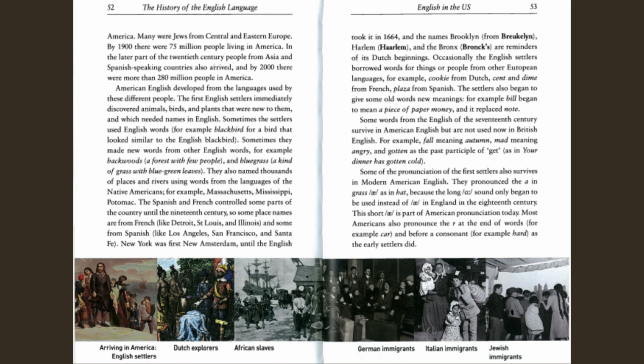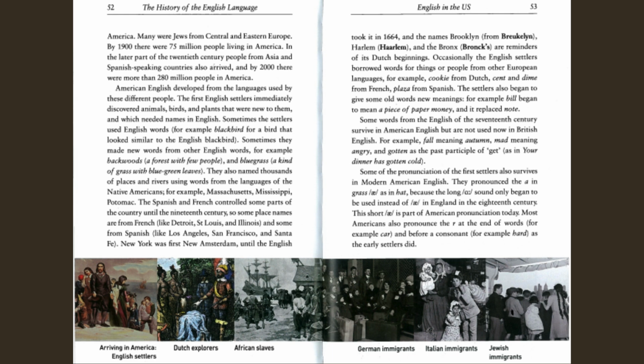The first English settlers immediately discovered animals, birds, and plants that were new to them, and which needed names in English. Sometimes the settlers used English words, for example, blackbird, for a bird that looked similar to the English blackbird. Sometimes they made new words from other English words, for example, backwoods, a forest with few people, and bluegrass, a kind of grass with blue-green leaves.